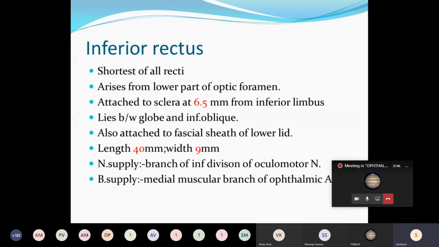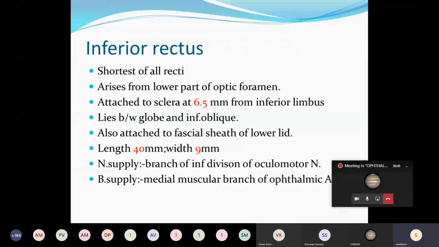Inferior rectus is the shortest of all the recti and arises from the lower part of the optic foramen. It is attached to the sclera at a distance of 6.5 millimeter from the inferior limbus. It lies between the globe and the inferior oblique. Also attached to the fascial sheath of the lower lid.